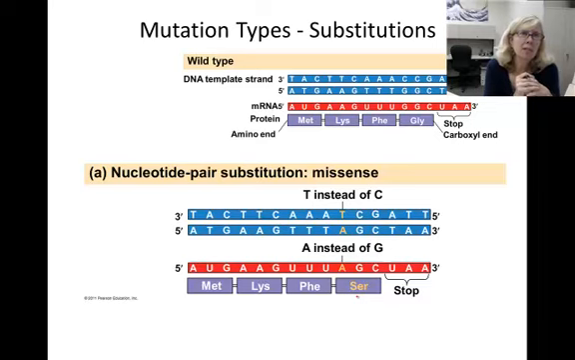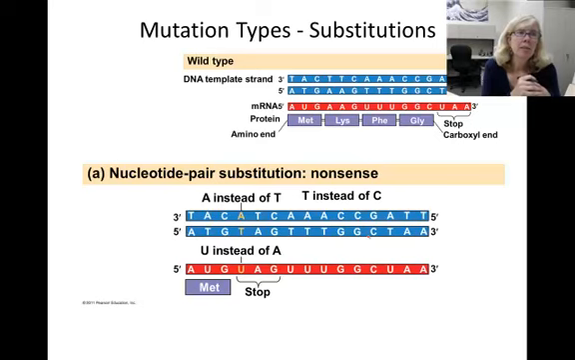A missense substitution, however, changes the resulting amino acid, which might affect protein function. In this example, the substitution changes the codon from GCC to an AGC, which changes the amino acid from a glycine to a serine. This is called a missense substitution. The change in structure might strongly affect the resulting protein, and it might not. It varies from protein to protein.